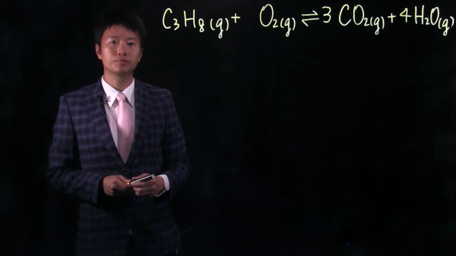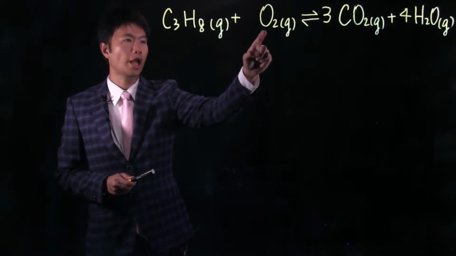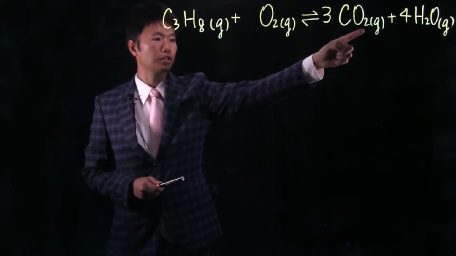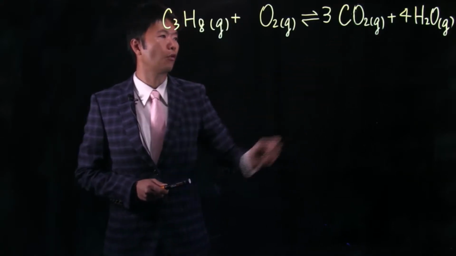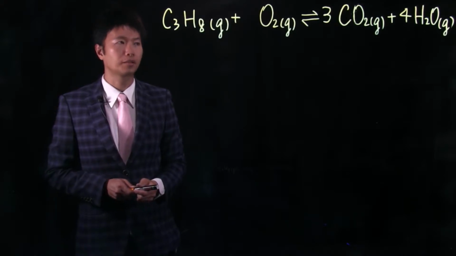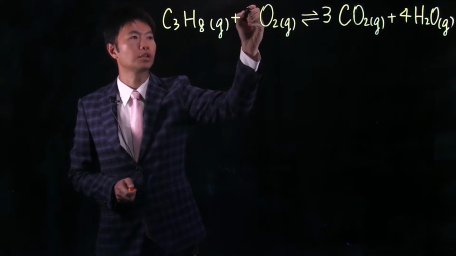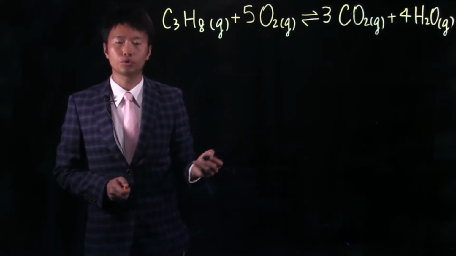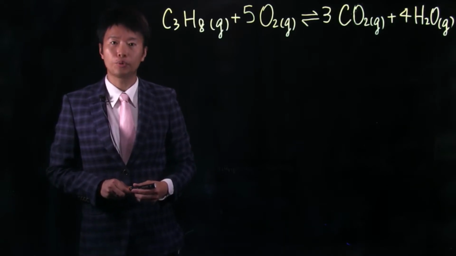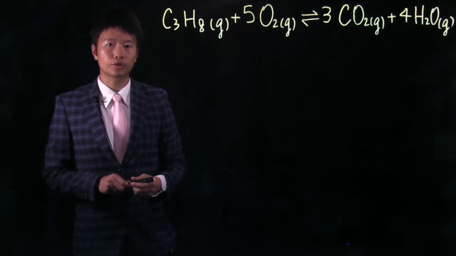So the only thing that's left to balance is oxygen. On the left-hand side, we have 2 oxygen atoms. And on the right-hand side, we have 3 times 2, which is 6 oxygen atoms, plus another 4. So that gives you a total of 10 oxygen atoms on the product side. So we have 2 oxygen atoms and 10. So we should put a 5 in front of O2 to balance the number of oxygen atoms in this reaction. So now this chemical reaction is balanced. We are ready to write down the reaction quotient for the combustion reaction of propane gas.